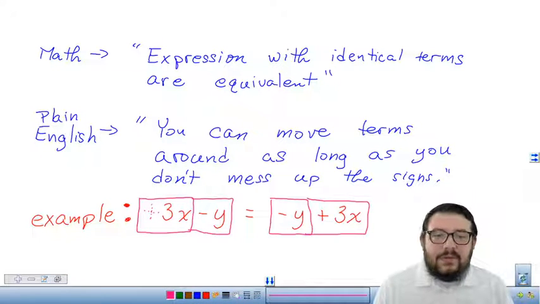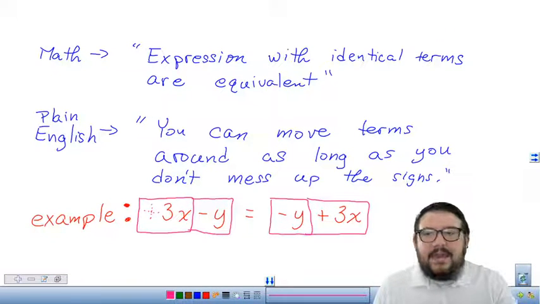So what we're going to do right now is learn something called an equivalent expression. The purpose of this is not so that we can go deep into math theory. The purpose of this is to teach us a cool trick that we can do with our terms.